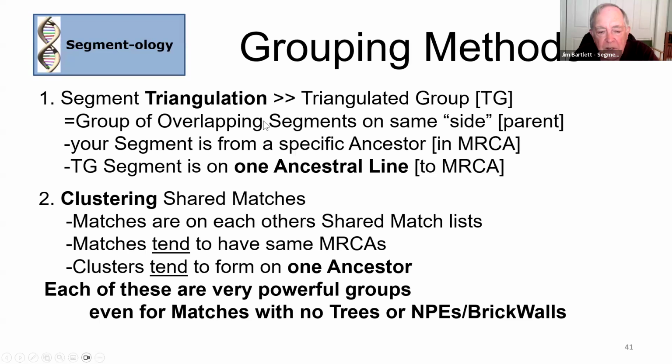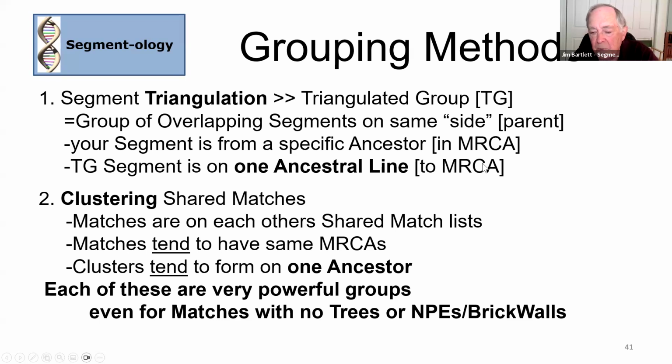So you've got to work a little bit to make sure that they meet both of these requirements, overlapping and on the same side on one chromosome. You don't want them to overlap when some of them are on your mom's side and some are on your dad's side. You want them to be on the same side. So your segment is from a specific ancestor out to an MRCA, and the segment is on one ancestral line out to the MRCA. So this piece of DNA segment is in all of these ancestors out to the MRCA.